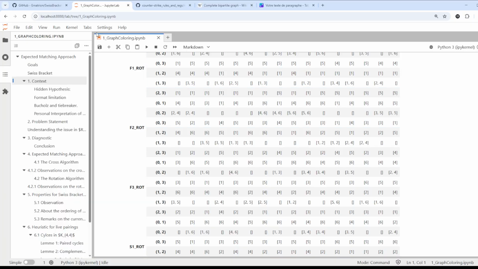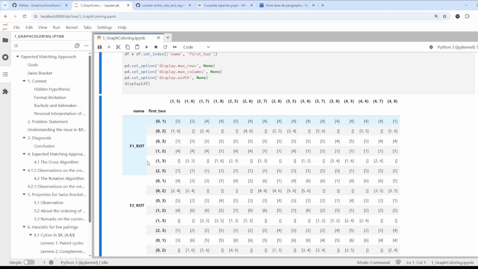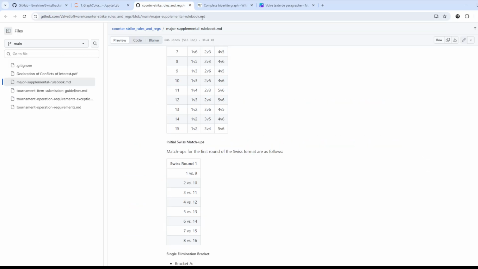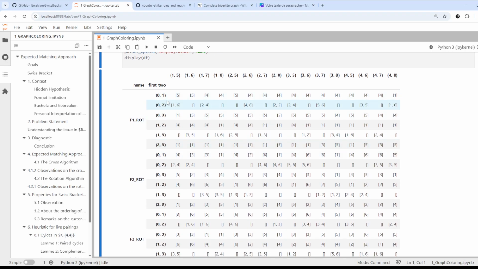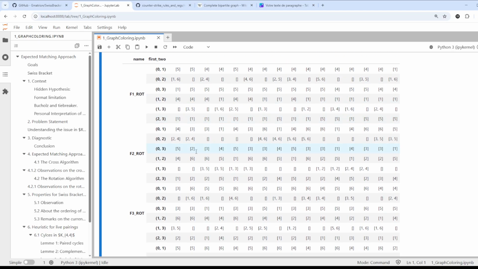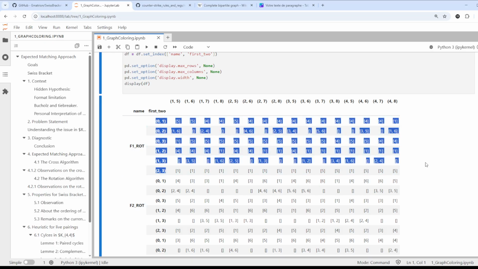But if you go down to this coloring notebook, you will find this table. So what is this table? Each row is one of the pairing systems, and I gave them names. This is actually F1 rotation. This one here, you see it, is the F1 rot 01. You can have fun trying to figure out the naming convention, but each row is a different pairing system. They are grouped by family. So F1 rot is a family. There are 1, 2, 3, 4, 5, 6 different versions of this family.